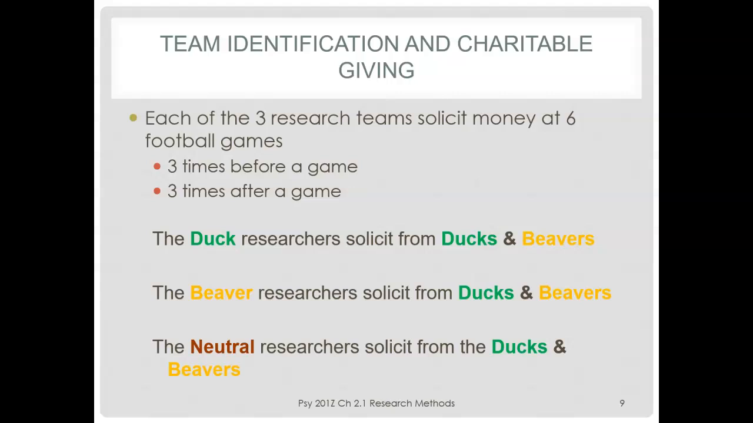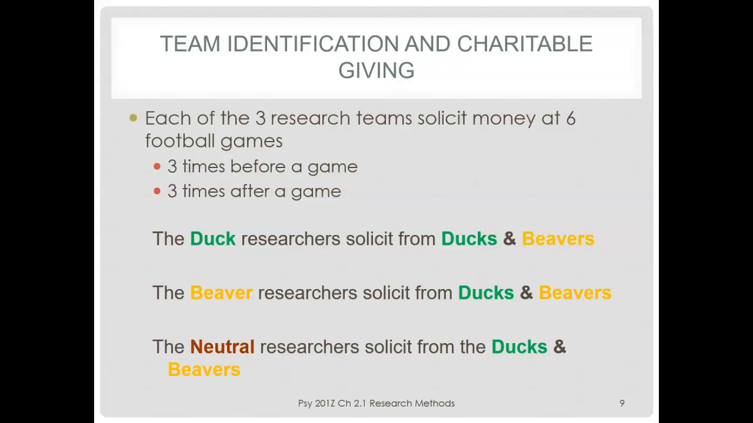Now, each of the research teams solicit money at 6 football games. At 3 of those games, they solicit money before the game starts. At the other 3 games, they solicit money after the game ends. So this could be another variable, and this variable could just be when solicitation occurs.